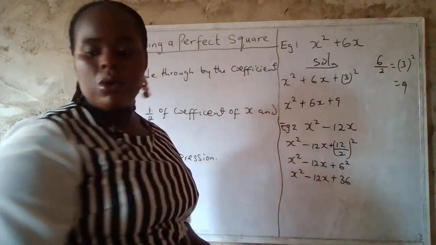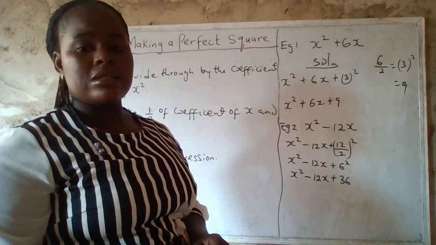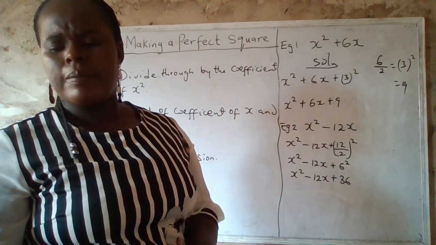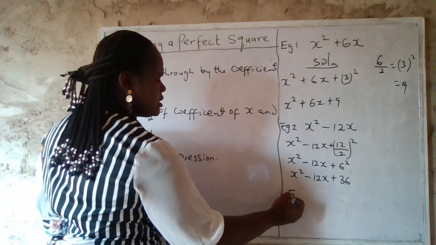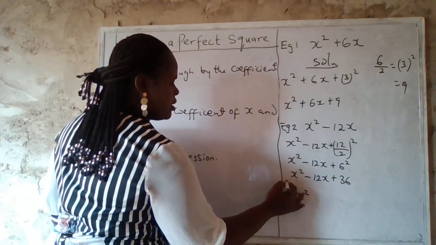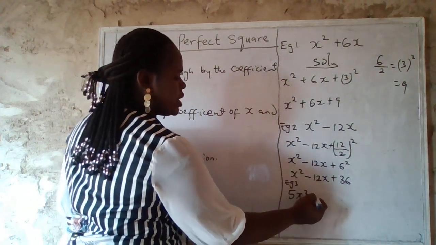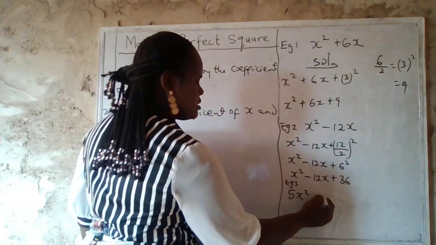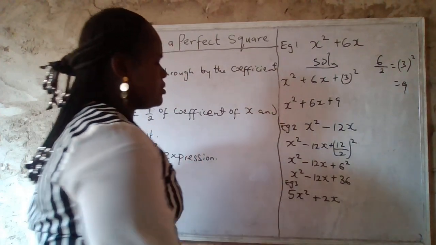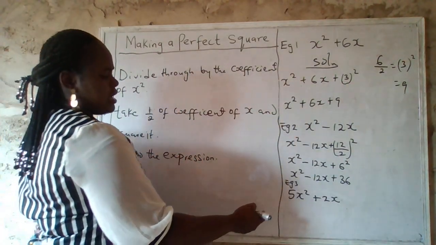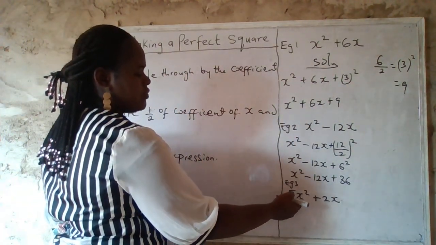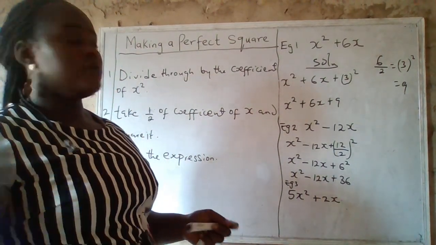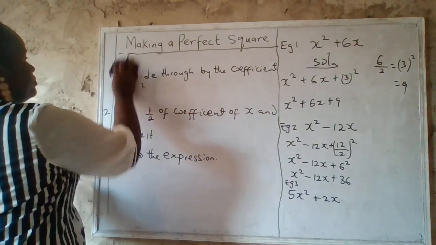Let's take one more. Let's take the type that has the coefficient not to be 1. Example 3: 5x squared plus 2x. Okay, now solving this, we divide through by the coefficient of x squared. So I think I should solve in this page. Let's move on to solving this page.